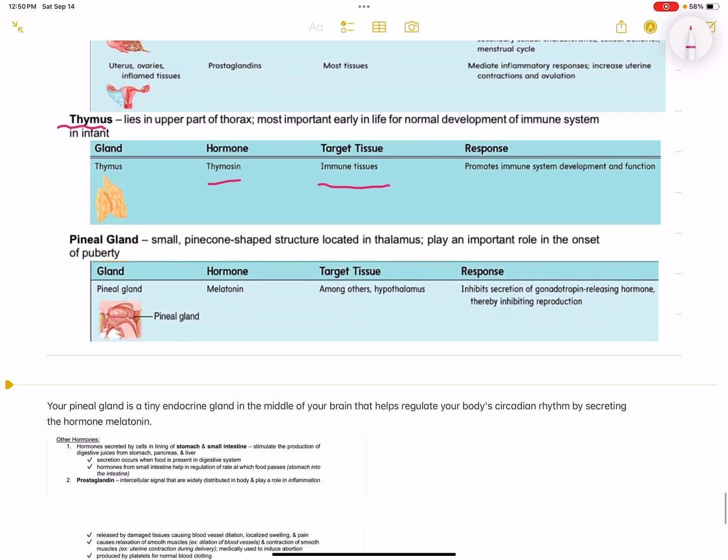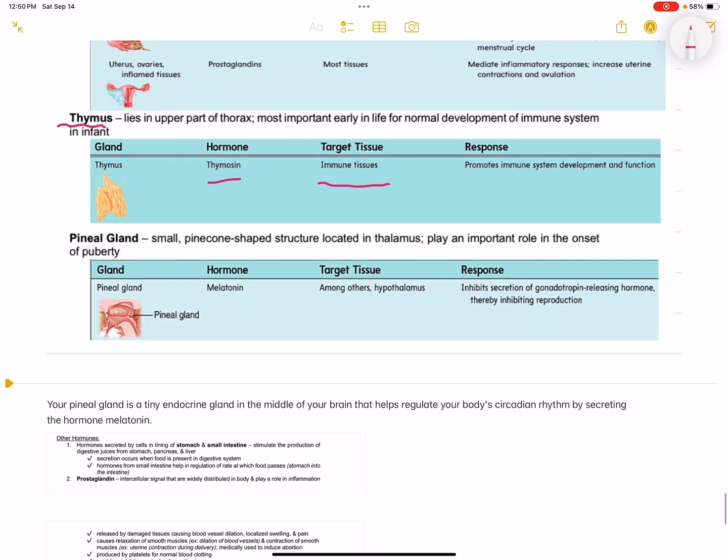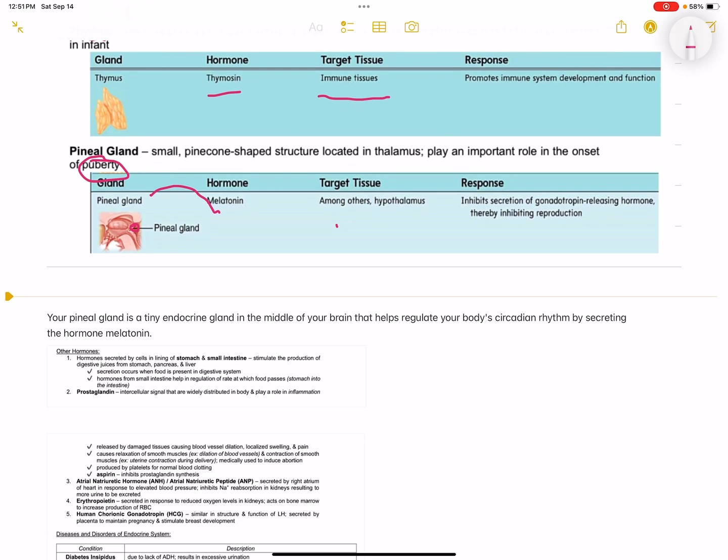Okay, pineal gland. A small pinecone-shaped structure located in the thalamus plays an important role in the onset of puberty. The hormone secreted by the pineal gland is melatonin. Target tissues include the hypothalamus. Response inhibits secretions of gonadotropin-releasing hormone, thereby inhibiting reproduction. Your pineal gland is a tiny endocrine gland in the middle of your brain that helps regulate body circadian rhythm by secreting the hormone melatonin.